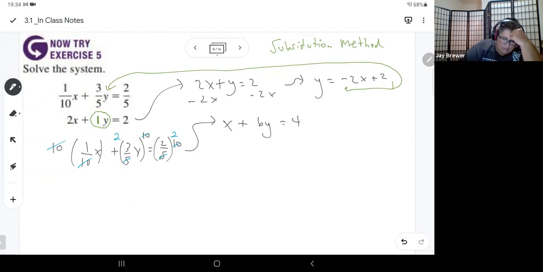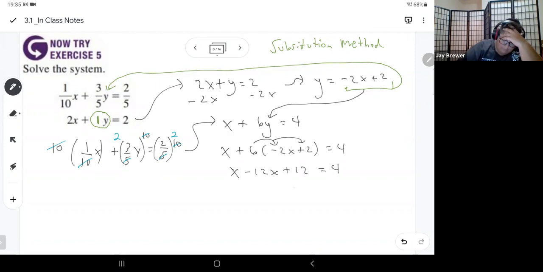And now we're going to take this and plug it in for our y. So x plus 6 minus 2x plus 2 equals 4. Going to distribute. x minus 6 times a negative 2x is a negative 12x. 6 times 2 will be a positive 12 equals 4. Going to subtract 12. We'll bring this together. That's going to be a negative 11x, and this is going to be a negative 8.